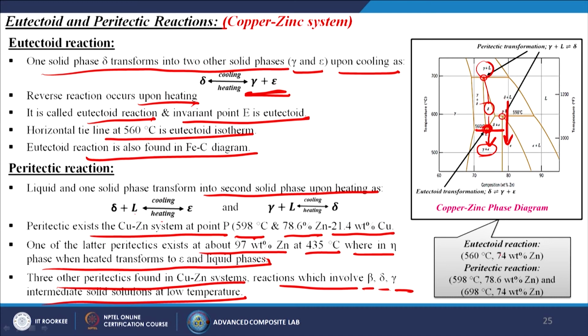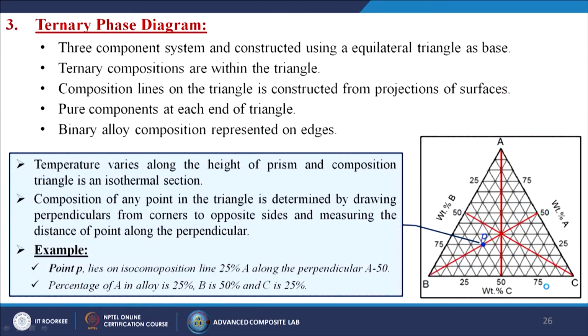So, in this case, eutectoid reactions at 560 degree centigrade with 74 weight percent of zinc, peritectic reactions at around 598 degree centigrade with 78.6 weight percent zinc, and 698 degree centigrade. So, this is the zone, it is 698 degree centigrade. 74 weight percent of the zinc.